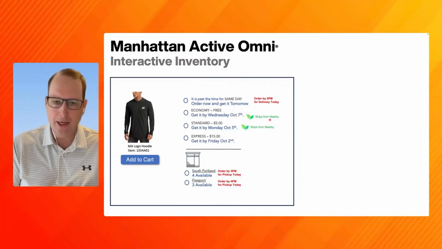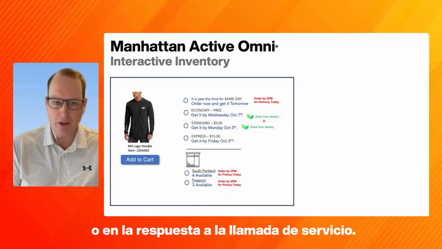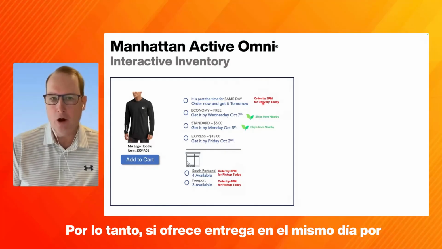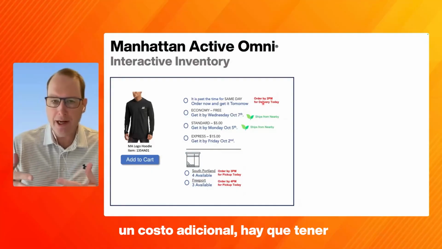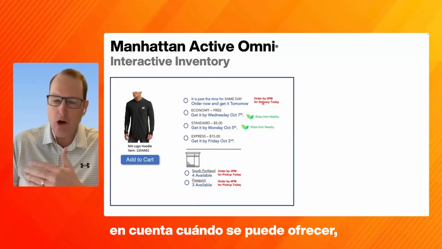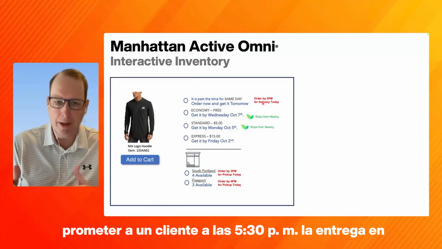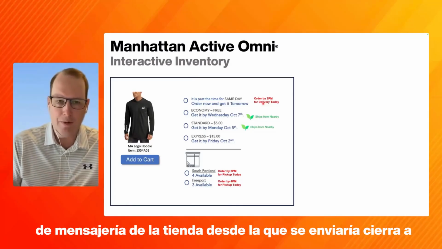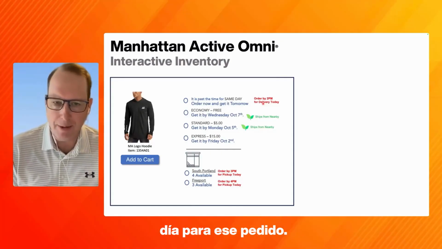We will tell them that, or we will tell you that in the return or the response on the service call. We'll also tell you, if we're kind of rush services, when they must order it in order to deliver that today. So if you're offering for additional fees, same day delivery, there needs to be considerations on when you could offer that up until, because you wouldn't want to promise a customer at 5:30 p.m. same day delivery if you know the courier service for the store that it would ship from cuts off at 5:20 p.m., right? You would not want to offer same day delivery for that.